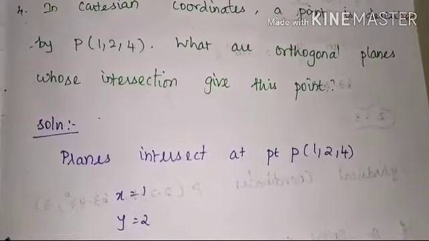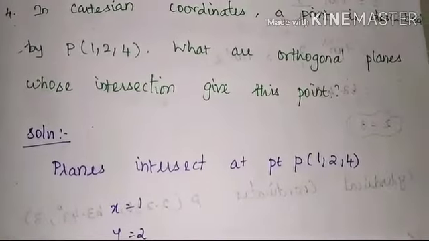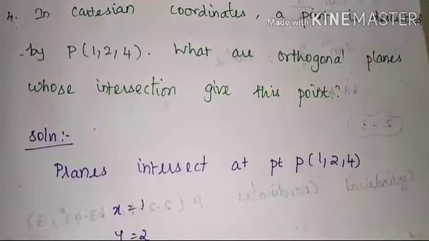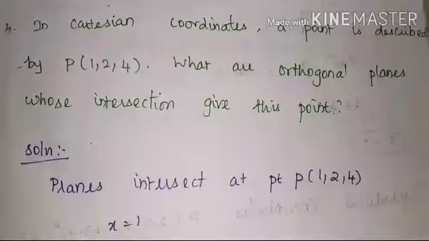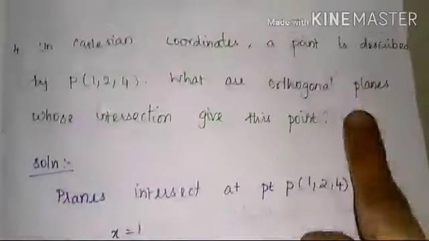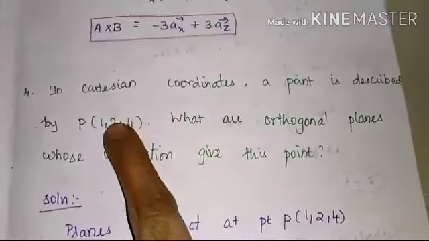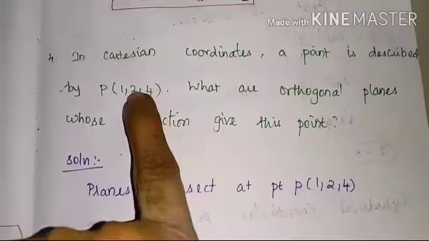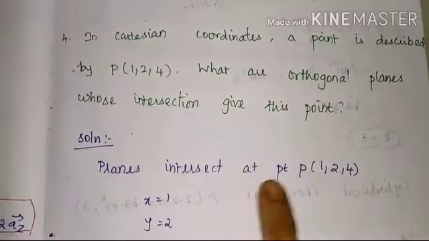Problem number 4. In the Cartesian coordinates, a point is described by 1, 2, 4. What are the orthogonal planes whose intersection gives this point? See, they have said orthogonal planes, and that they intersect at this point. See, the orthogonal planes are intersecting at this point. Right? So, planes intersect at the point. This is the given question.